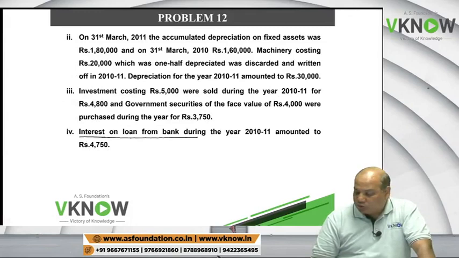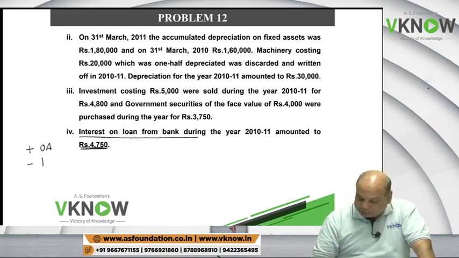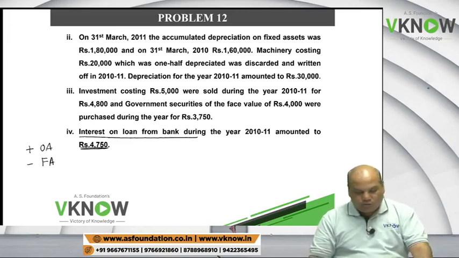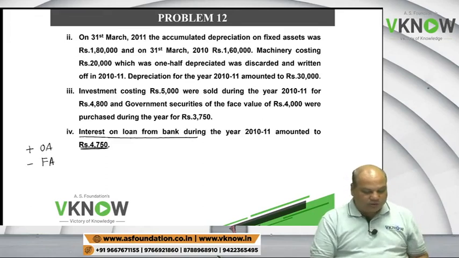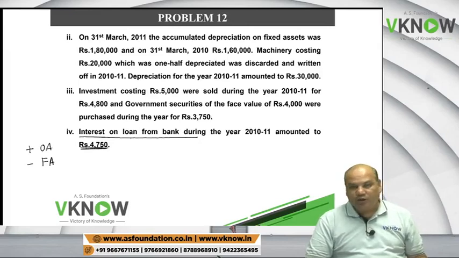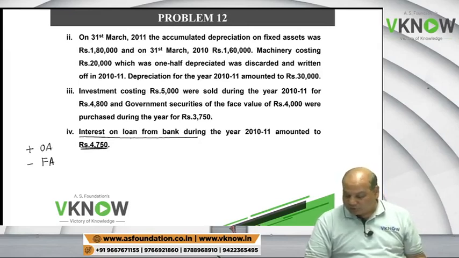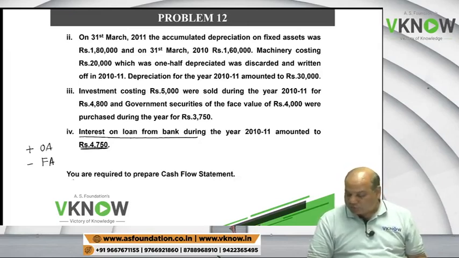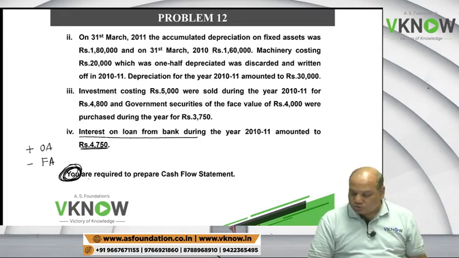Interest on the loan during the year amounted to 4,750. This is similar to question number 10 adjustment. You add in operating activity and you deduct this in financing activity. Add in operating, deduct in financing. Question is, you are required to prepare cash flow statement.